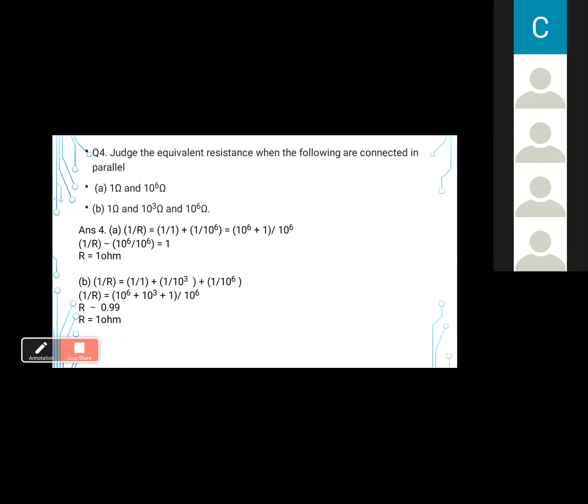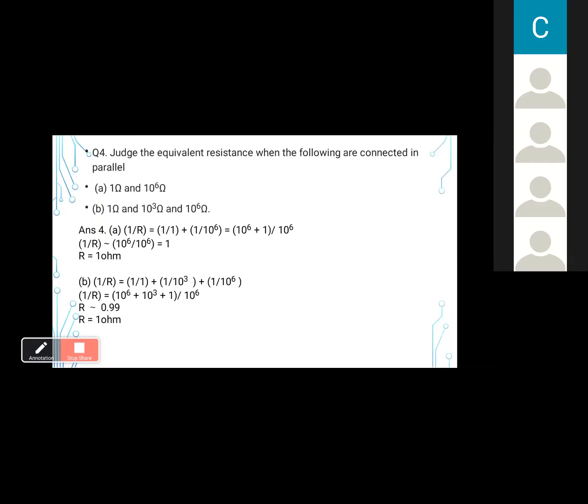In the second case also, a similar thing: 1 by 1 plus 1 by 10 to the power 3 plus 1 by 10 to the power 6. When I combine them, approximately the value will be 0.99. That also I can write as 1 ohm, because one of the terms is a power of 6.